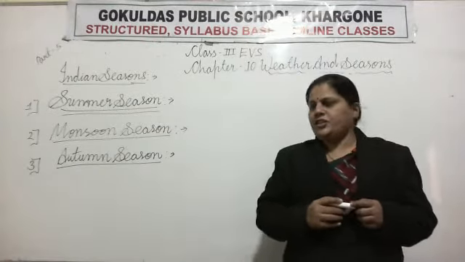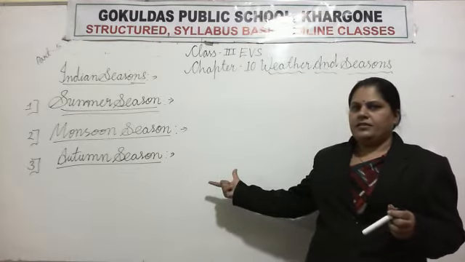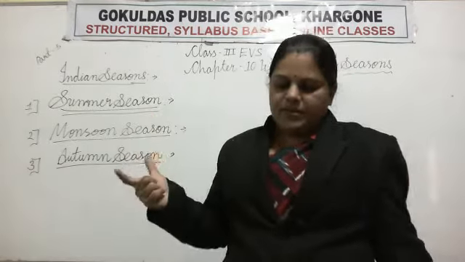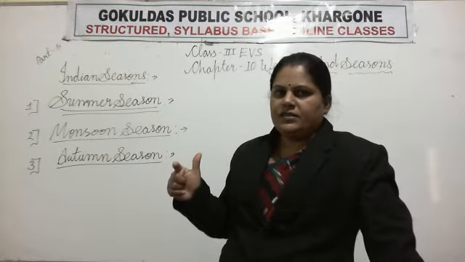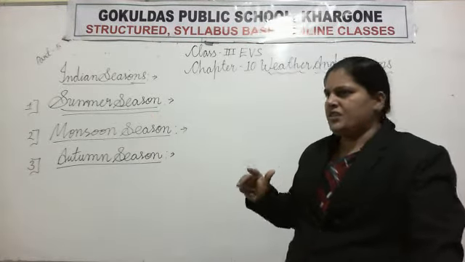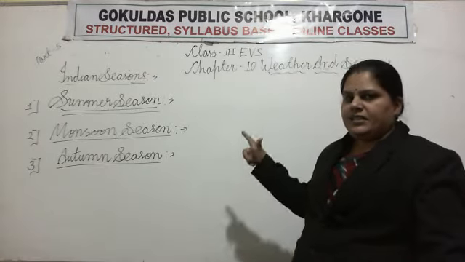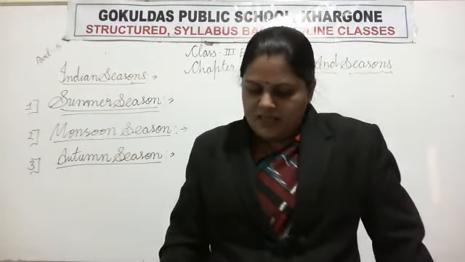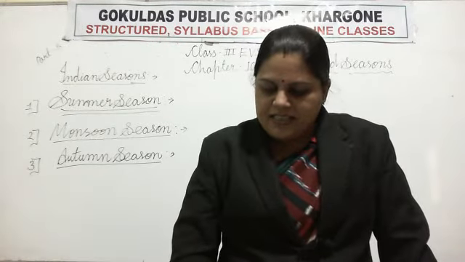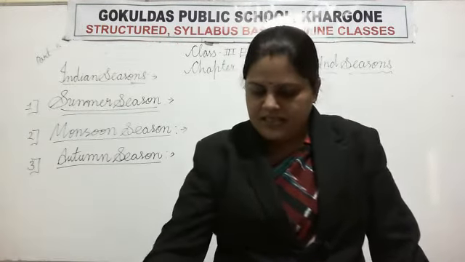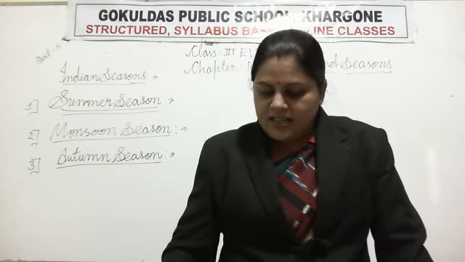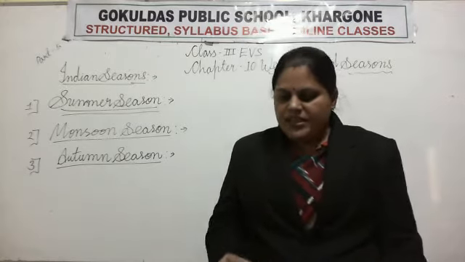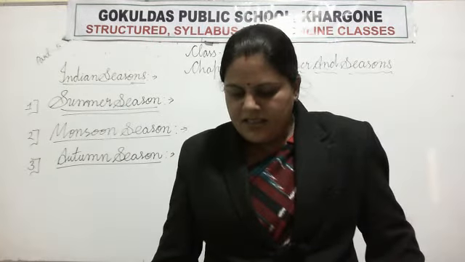So what is the duration of autumn season? The duration of autumn season is September and October month. These 2 months autumn season is there. Okay. These months are the autumn. Weather starts getting pleasant and the sun starts setting early. Trees shed their leaves in this season.